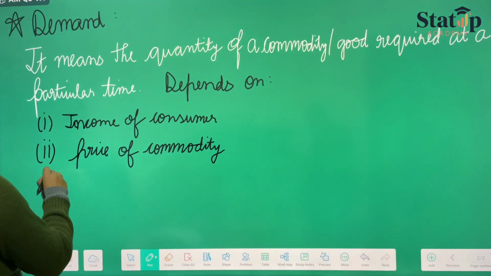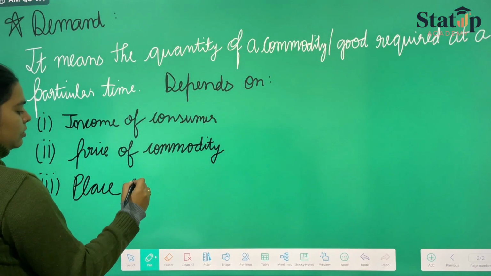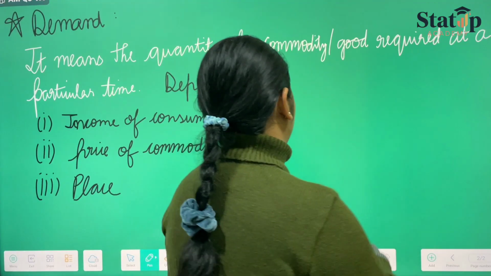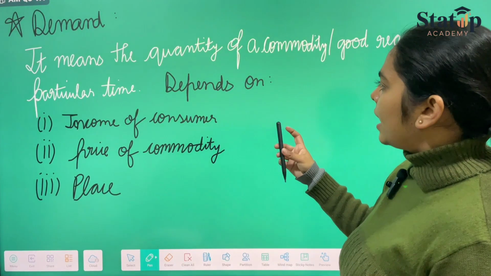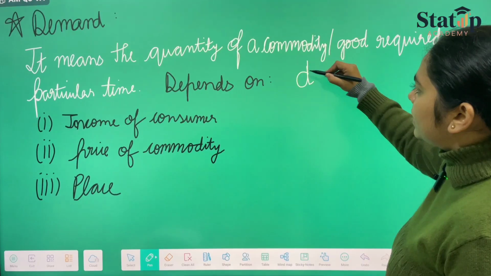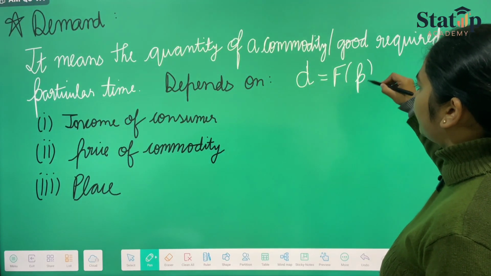And the third thing is the place or the geographical area of requirement. So these are the three things on which demand depends. And demand can be written as a function of price. So we can write it as D equals function of price.